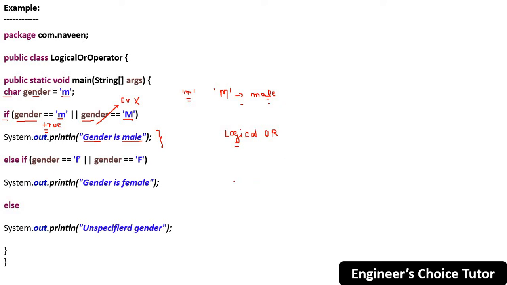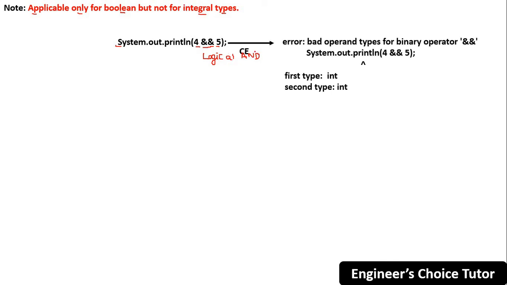I hope this much is pretty much clear to you. Remember this point, when the second condition will be evaluated and when not. Fine, you should take care of these things. Now, one more point I want to share. One important point. Both the operators are applicable only for boolean but not for integral types. So for example, if you do System.out.println 4 logical and 5, then you know what you will get? You will get a compile time error.